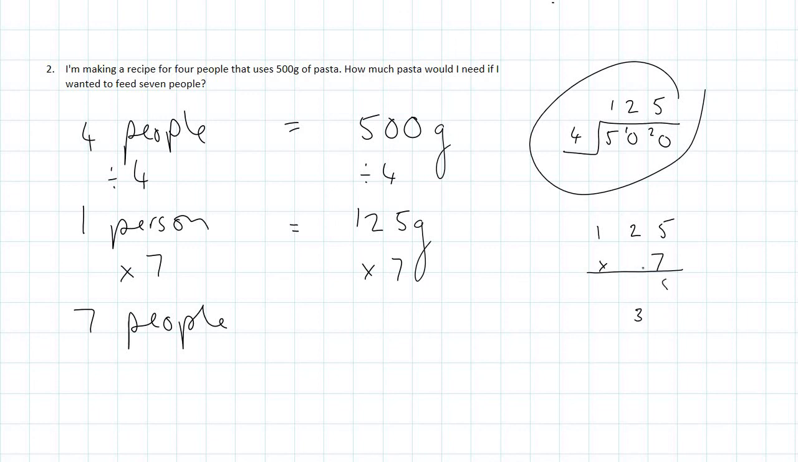5 times 7 is 35. 2 times 7 is 14. Add on the 3, 17. 1 times 7, 7, add on 1 is 8. So you would need 875 grams for 7 people, okay? And that's how to do proportion questions. So scale it down, then scale it up to whatever you want.